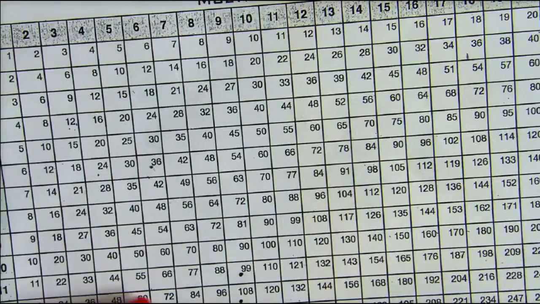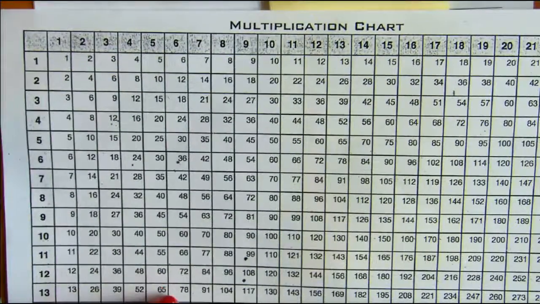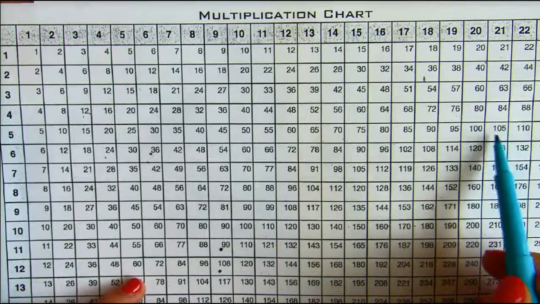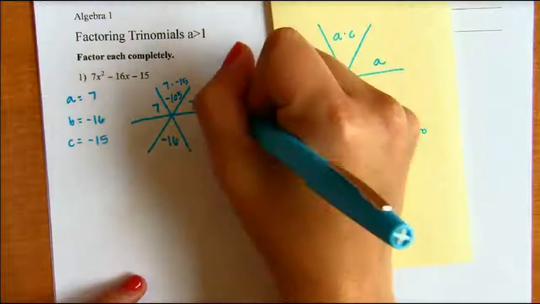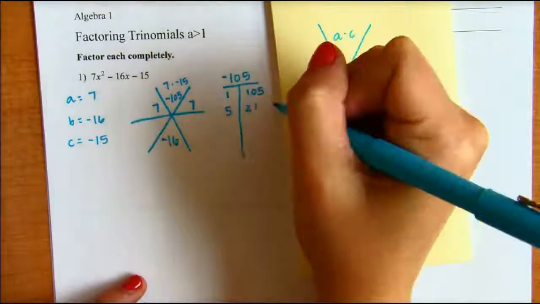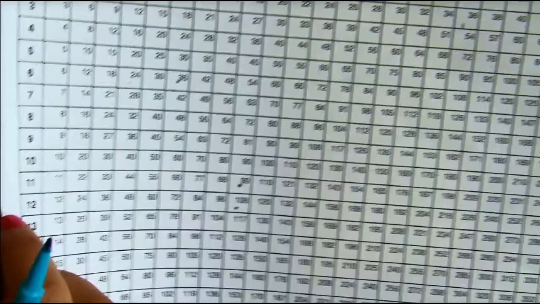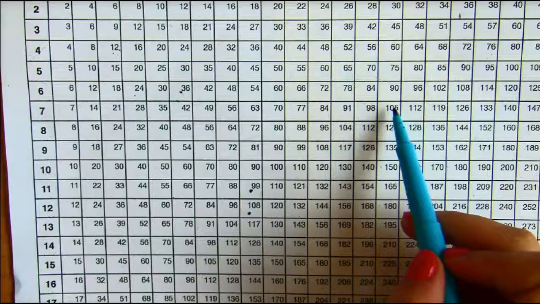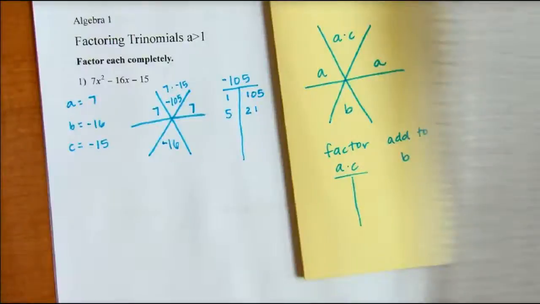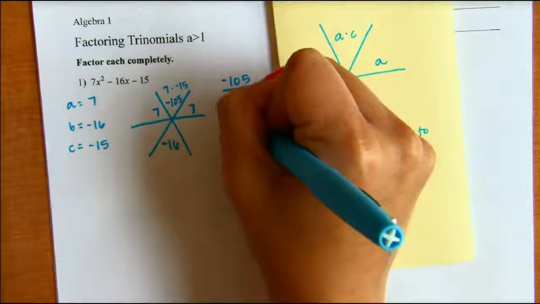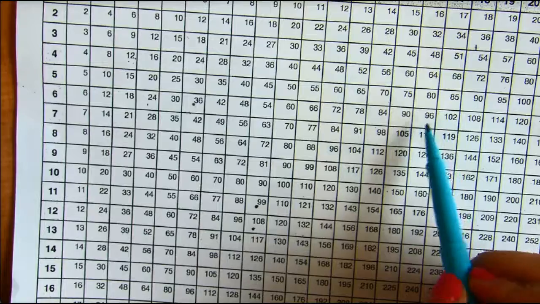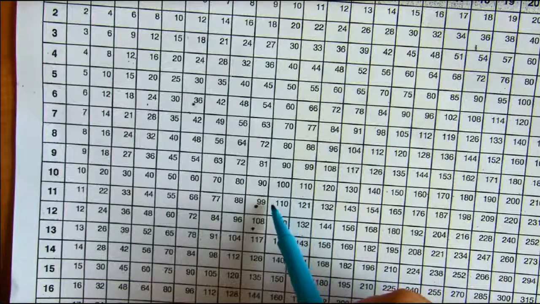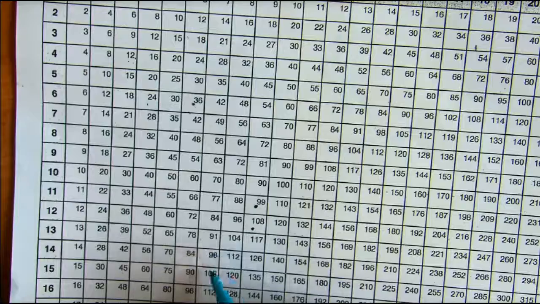If I look at my multiplication table, I'm going to zoom out just a little bit. I've got a 105 here. So 5 goes in 21 times. So I've got 5 and 21. And if I just keep looking for those 105s, it's going to happen again here at 7 and 15. We're going to keep going, keep on looking for those 105s. The next one, it looks like, is at 7 and 15, so I've gotten all of them.